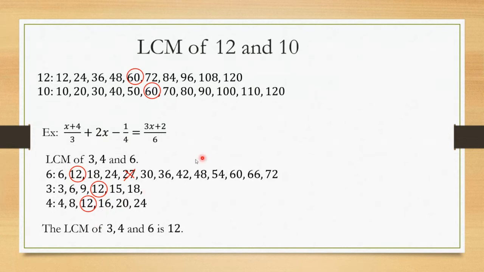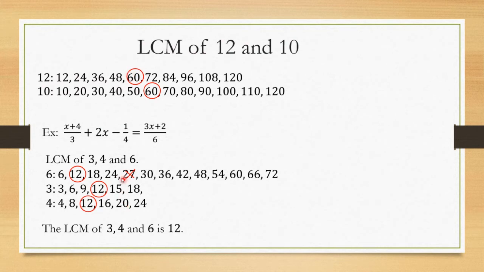For 12 and 10, we list the multiples of each. We have 12, 24, 36, 48, 60, 72. I guess we could have stopped at 60 because you probably know 60 is a multiple of 10. But you can list the multiples of 10 as well, just to be sure: 10, 20, 30, 40, 50, 60. Because of that, 60 is the first number in both lists, so 60 is the LCM of both 12 and 10.